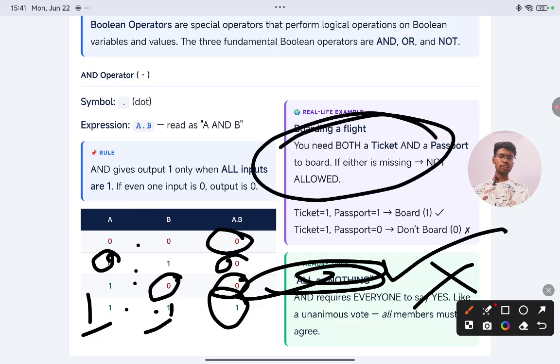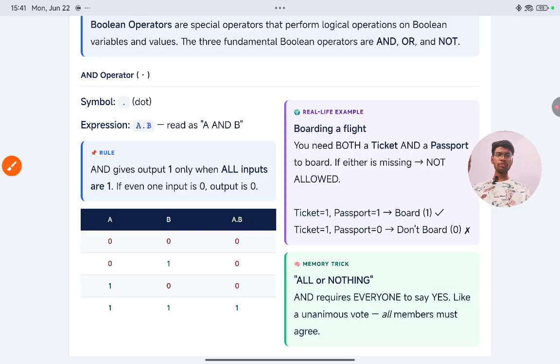You can relate this to an example. Just like when you need to board a flight, you need a ticket, that is a boarding pass, and you need an identity card. If either is missing, you're not allowed to board. We can understand it like this.